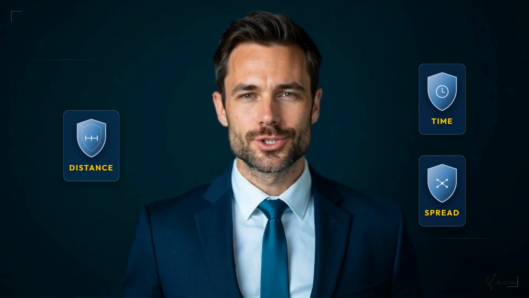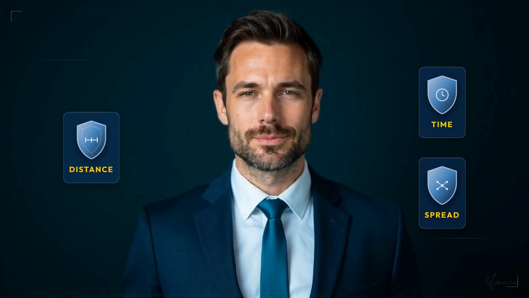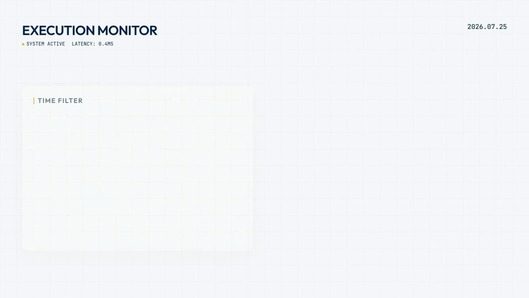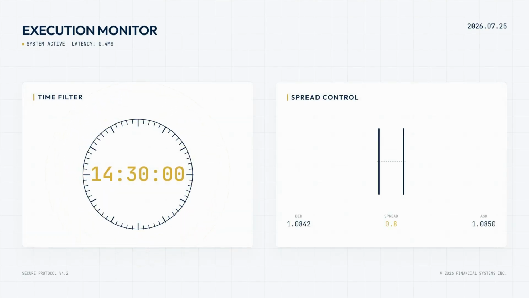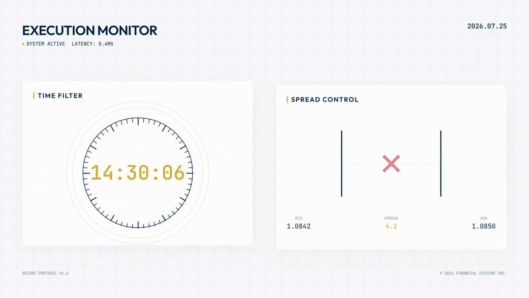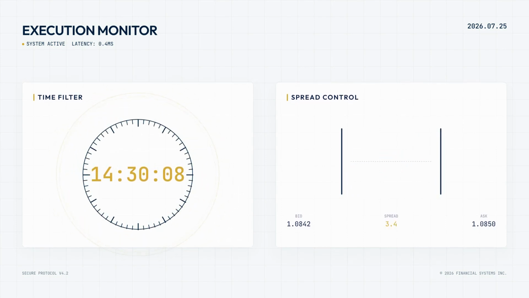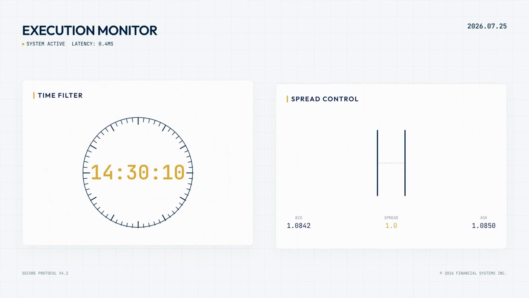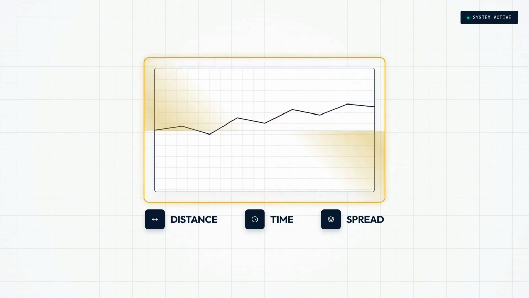Distance control opens each new position only at a set distance in points from the previous one. A time filter enforces a minimum interval in minutes between entries, even if signals appear more often. Spread control stops trading when the spread exceeds the allowed value, avoiding entries during news, low liquidity, or price spikes. Together, these filters improve trade quality, prevent overtrading, and cut out weak signals.